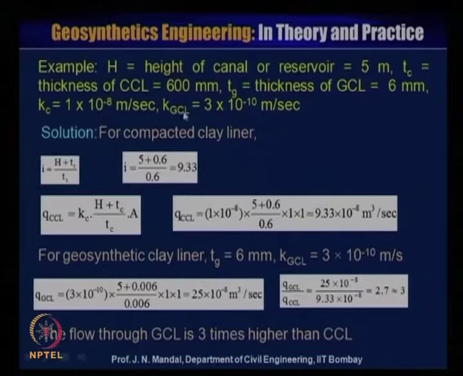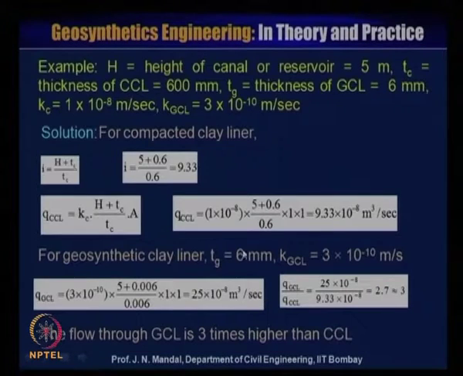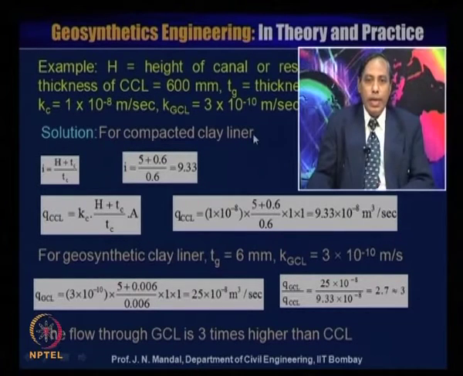Whereas, in case of the GCL or geosynthetic clay liner, the Tg is 6 millimeter. The coefficient of permeability of the clay liner is 1 into 10 to the power minus 8 meter per second, and the hydraulic conductivity of the geosynthetic clay liner is 3 into 10 to the power minus 10 meter per second. Now, in this example, the solution is here for the compacted clay liner.